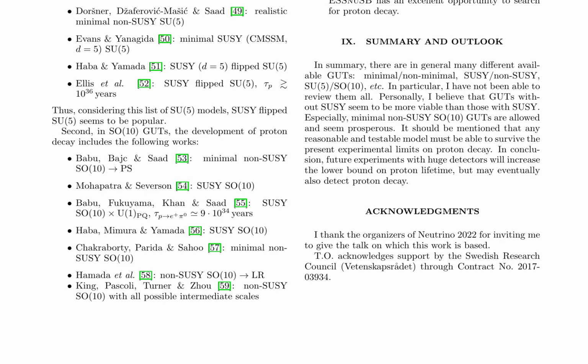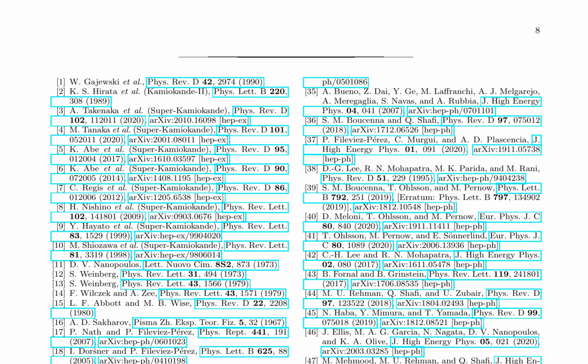The paper also reviews several GUT models that are still allowed by current experimental limits, emphasizing minimal non-SUSY SO(10) models as promising candidates. The author presents a detailed analysis of the predicted proton lifetimes for 4 such models, showing that they are compatible with experimental constraints. Furthermore, the paper summarizes the development of proton decay in various GUT models, including SU(5) and SO(10) models, and discusses the role of SUSY in these theories.